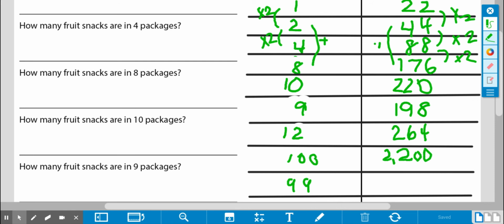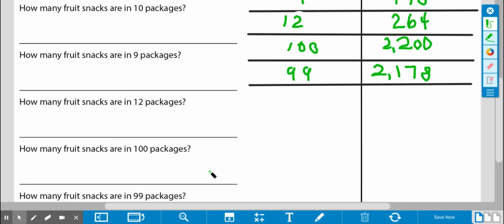So hopefully you chose a strategy like that to help you. You could have also taken 99 and multiplied it by 22. Lots of different ways and strategies to solve. So hopefully you came up with the answer, 2,178.